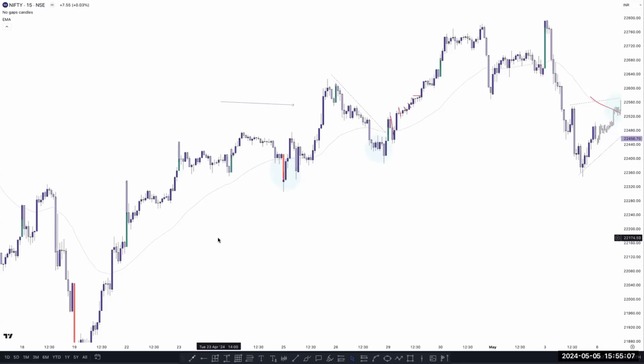Simply identify the impulsive wave and the corrective phase, wait for a breakout and rejection, and then we can buy or sell. That's it. Simple, because you are following the trend. When you are following the trend and trading with a continuation pattern, there is a very high chance that most of the time you will get a good trade.